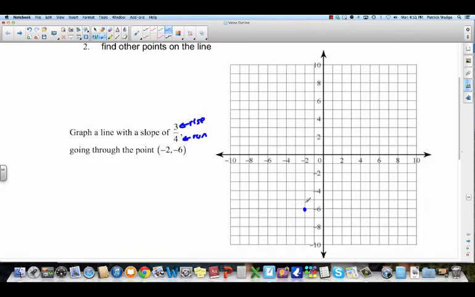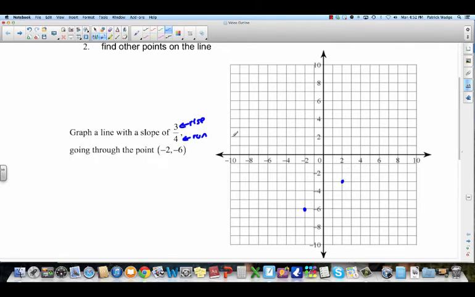Okay? So I start at this point and I rise 3, 1, 2, 3. I don't put a dot yet. Now I run 4. 1, 2, 3, 4. That's my next point. So I know, remember I said up here you can find other points on the line? I found another point on the line. Another point is 2, -3. Want to find another one?